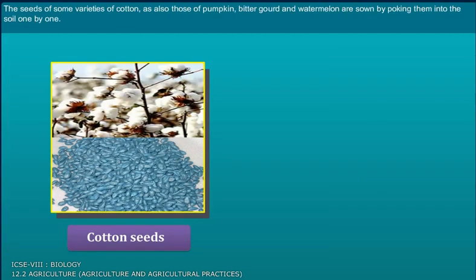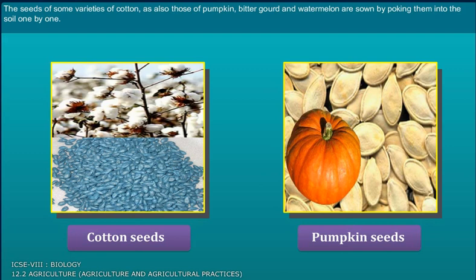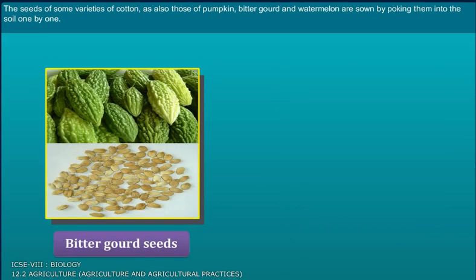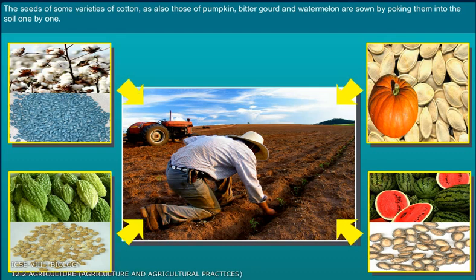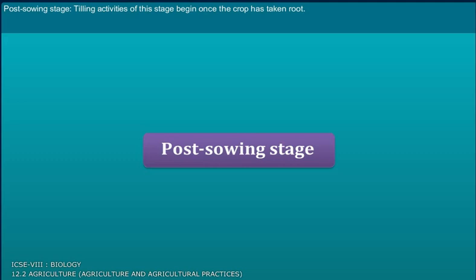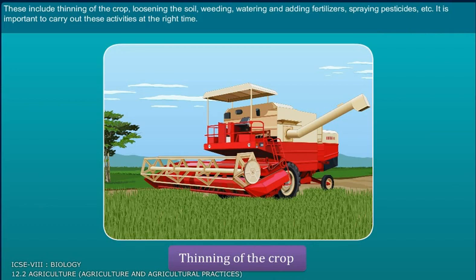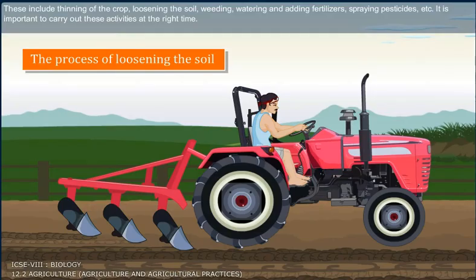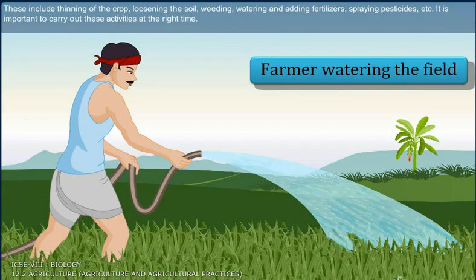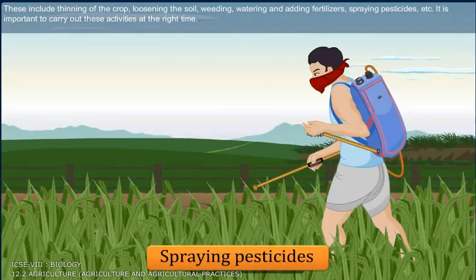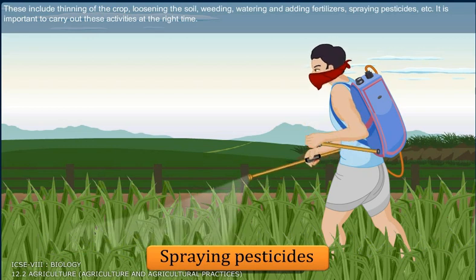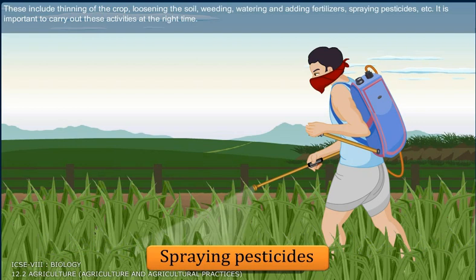The seeds of some varieties of cotton, as also those of pumpkin, bitter gourd and watermelon, are sown by poking them into the soil one by one. Post-sowing stage. Tilling activities of this stage begin once the crop has taken root. These include thinning of the crop, loosening the soil, weeding, watering, adding fertilizers, spraying pesticides, etc. It is important to carry out these activities at the right time.